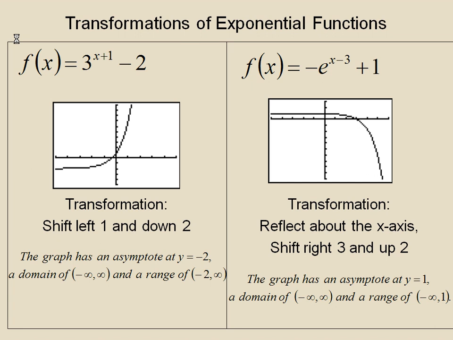Let's look at our second example to the right. We have f of x equals negative e to the x minus 3 plus 1. Our basic function, if we take a look at this, is just e to the x. So let's see how it's transformed. The negative out in front means we're going to have a reflection about the x-axis. The x minus 3 in the exponent means we're going to shift right 3. And the plus 1 at the end of this function is going to shift it up 1.